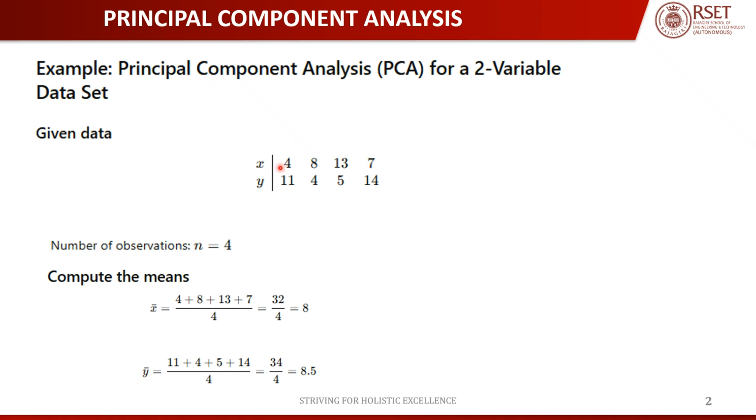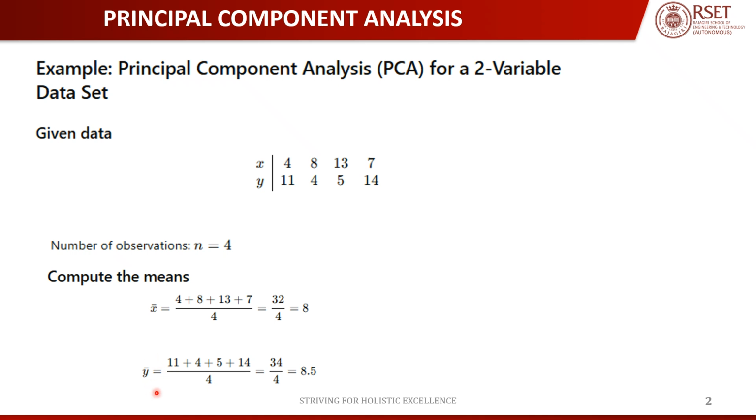Okay, first we calculate the number of observations, which is 1, 2, 3, 4. So n is equal to 4. Now we calculate the mean for x and also for y. The mean for x is 4 plus 8 plus 13 plus 7 divided by 4, which is 32 divided by 4, which is 8. So the mean of x is equal to 8.